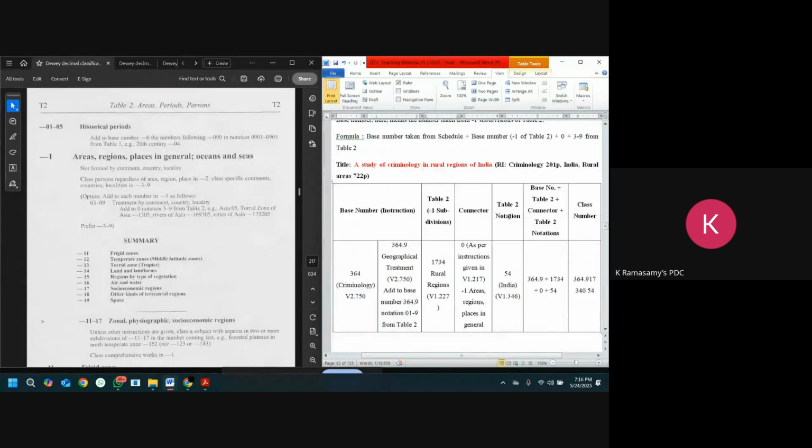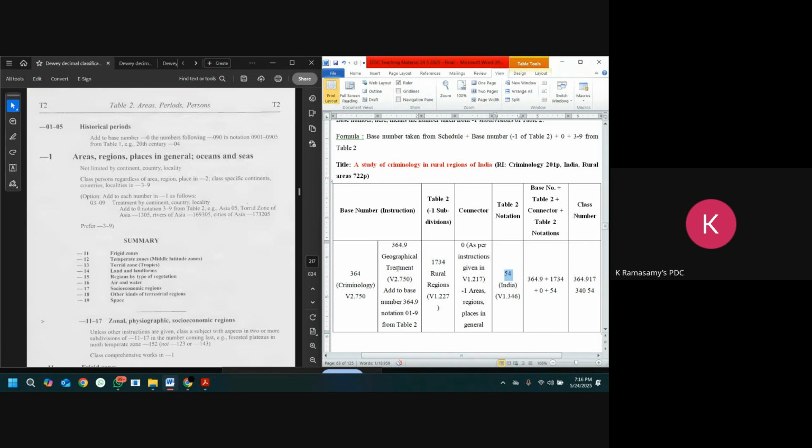For example, I'll give a small example here. Criminology in rural regions of India. What is the number for criminology? 364. What is the number for rural regions? It is 1734. What is the number for India? 54. I got 3 numbers. 1 is subject number 364 and 2 are area numbers. 1734 rural areas is the area number. 54 India area number. 2 area numbers.